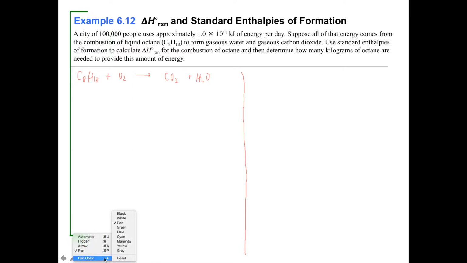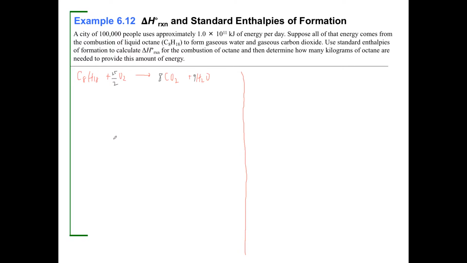And black, this is going to be 8. That's going to be 8. There's 18. This is going to be 9. And there's 16 oxygens over here. Can you see it? 8 times 2 is 16, plus 9, 25. So this is going to be 25 over 2.